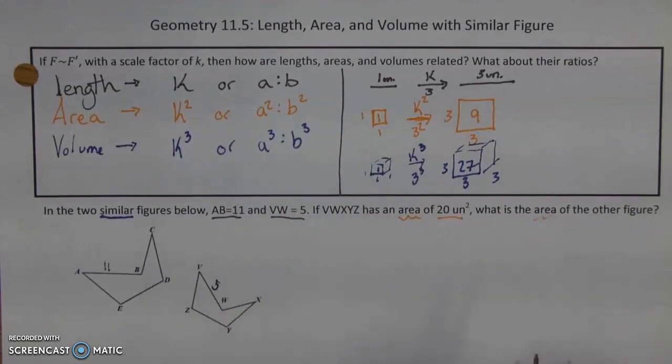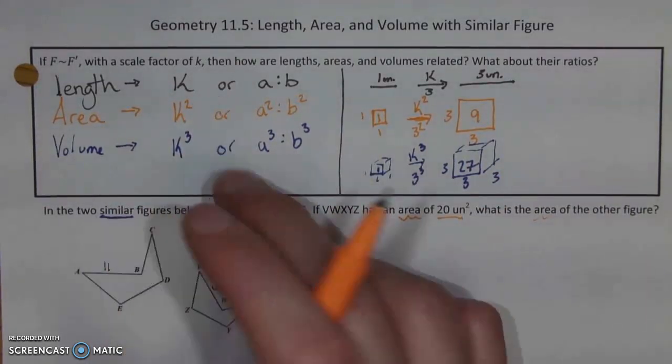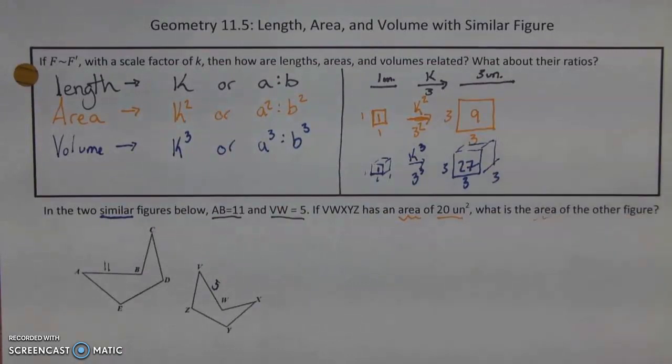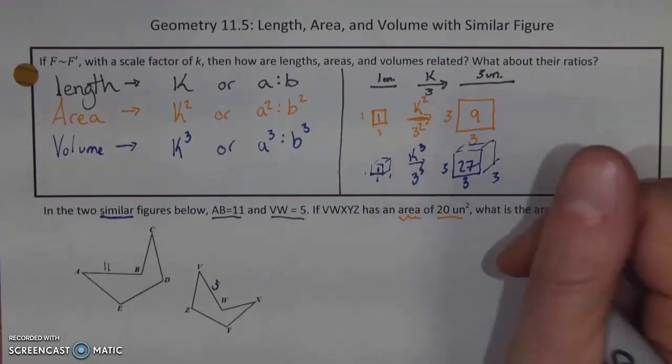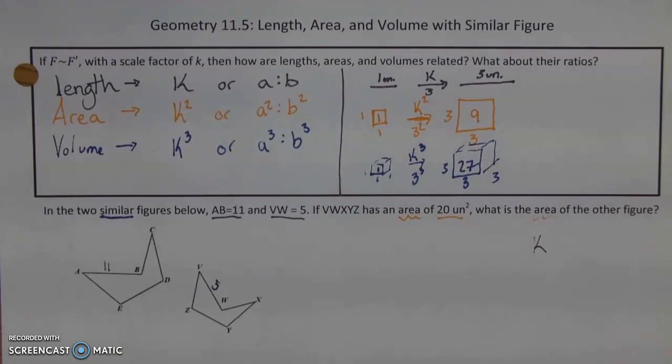The first step in any problem like this is to set up your k's. So I start and I just write k squared, and k cubed along the side, like so.